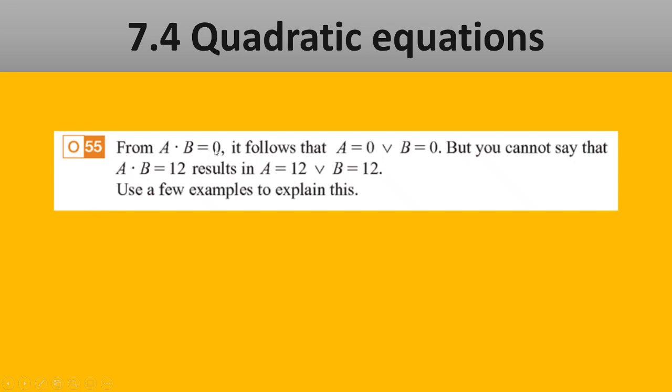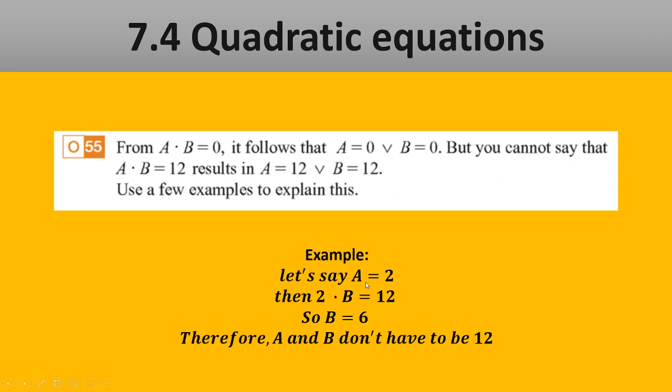So they say that if I have 0, I can say that either one of them is 0. But if I have a times b is 12, then I cannot say a equals 12 or b equals 12. How does this work? Well, just one counterexample is already enough. Let's say a equals 2. Well, if a is 2, then 2 times b is 12, so b is 6. Therefore, now I have a and b, and neither of them is 12. One is 2, the other is 6. So I cannot use this rule if I have 12 on the other side of the equal sign.